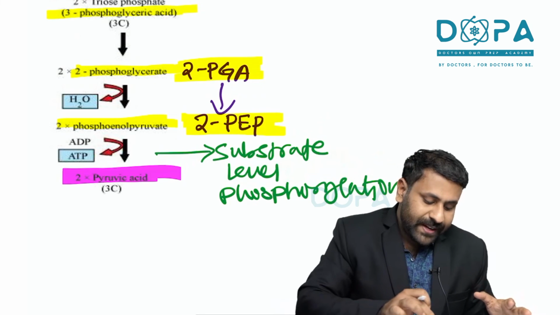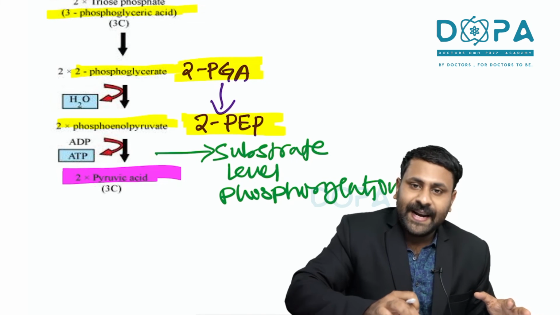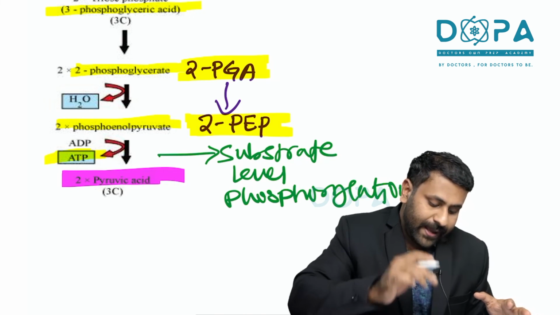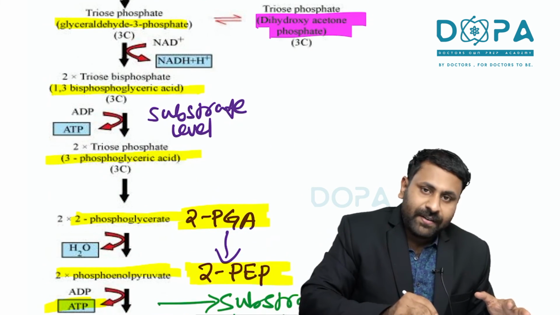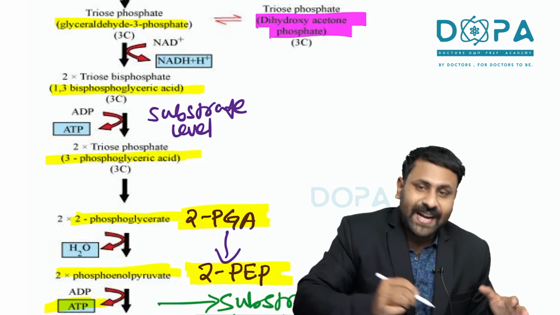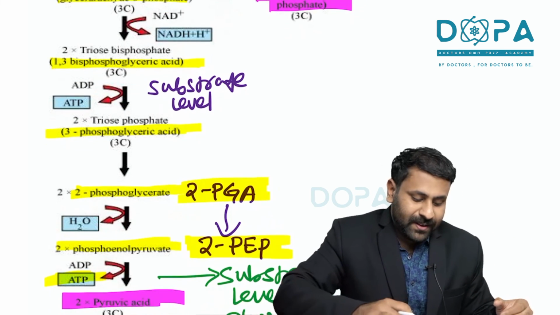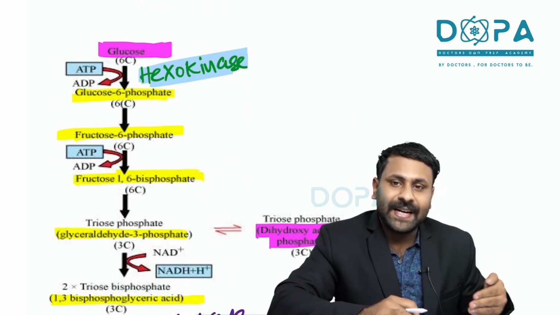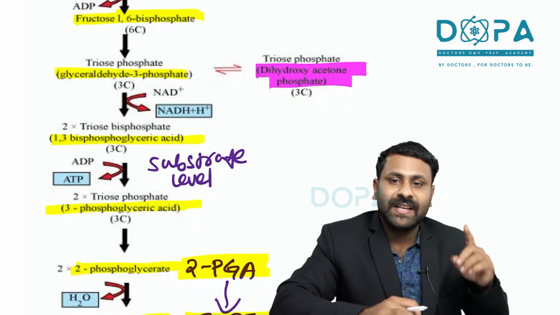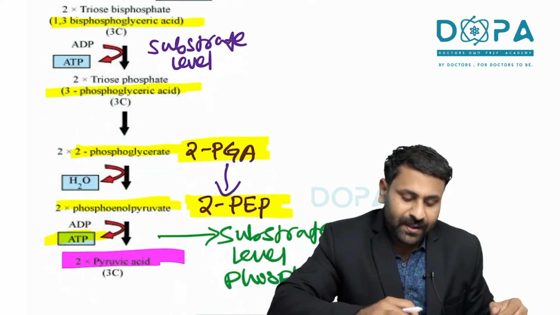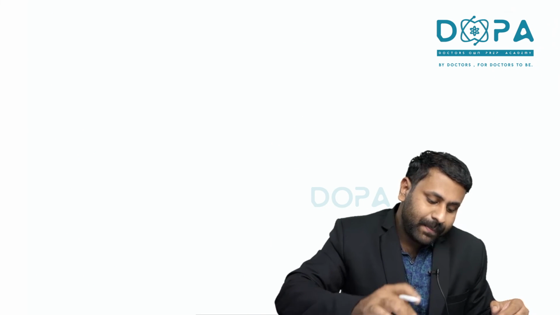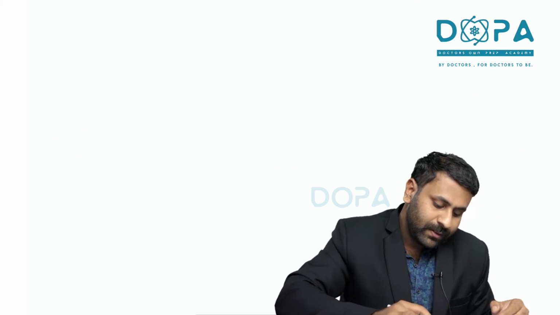When PEP is converted into pyruvic acid, ATP will be produced. Here also, when 1,3-BPGA is converted into 3-PGA, ATP will be produced. In 2 places ATP is synthesized, in 2 places ATP is utilized, and in 1 place NADH is produced. Total gain of ATP: how many ATP are produced during glycolysis?